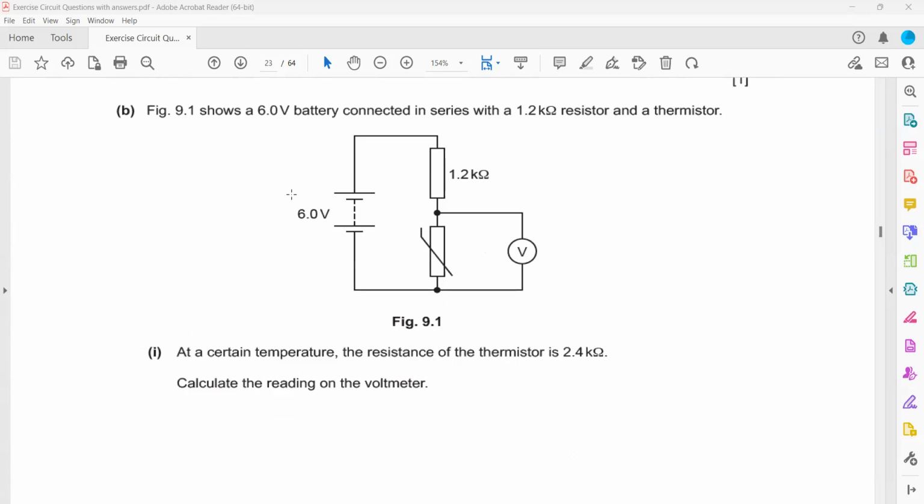The next one, figure 9.1, shows a 6-volt battery connected to a 1.2 kilo ohm resistor and a thermistor. At a certain temperature, the resistance of the thermistor is 2.4 kilo ohm. Calculate the reading on the voltmeter. This is a potential divider circuit, because two different resistors are connected in series.